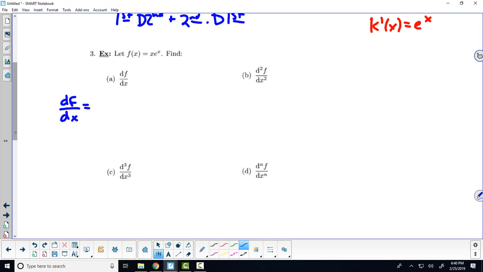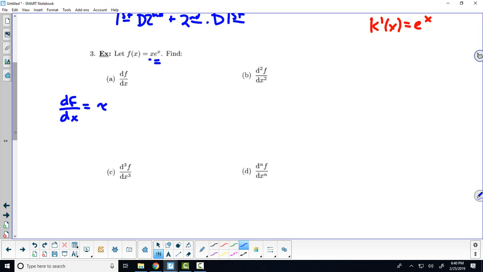Should we say that out loud? Let's say that out loud. Take the derivative of f with respect to x. So again, we've got a product rule. I have this factor, x, multiplied by this factor, e to the x. So this is going to be very similar to the last one.